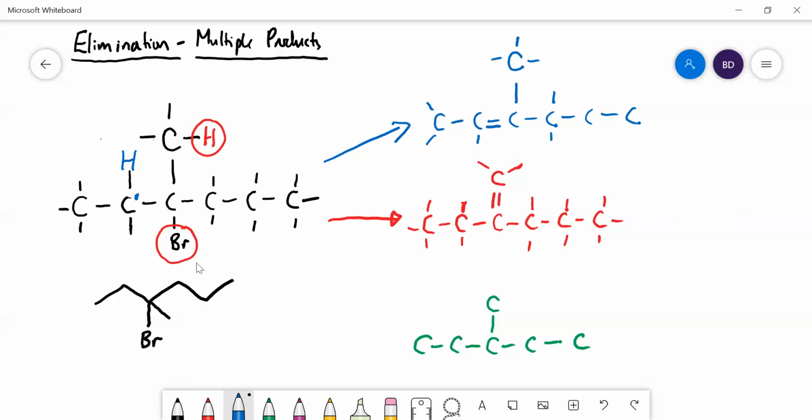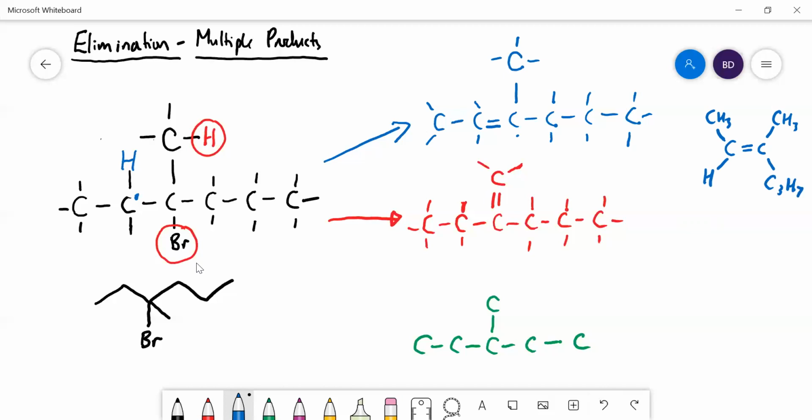Now, can that exist as EZ isomers? Well, it can, because if you look at the double bond, I'll draw the double bond here. What have we got attached to this carbon? We have got a methyl group and a hydrogen, so we want CH3 and an H. Well, what have we got attached to this carbon? We've got a CH3 and a C3H7, a propyl group.